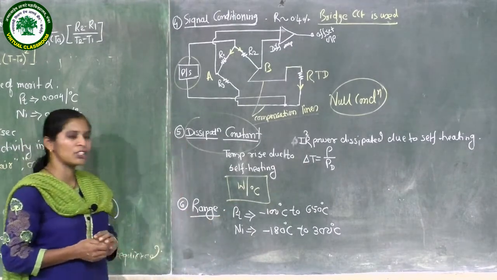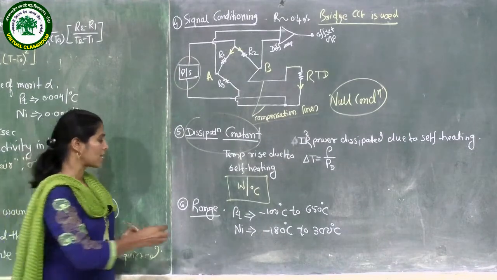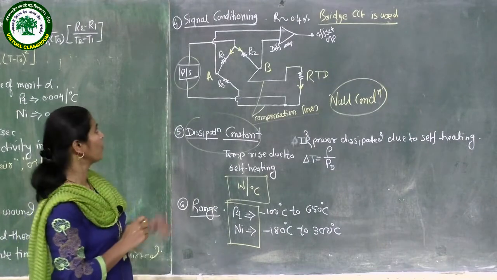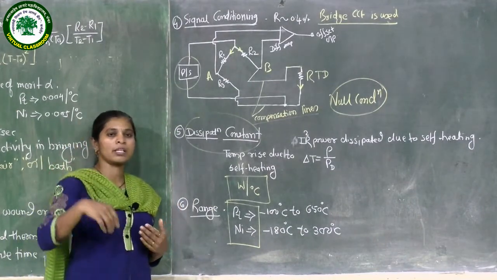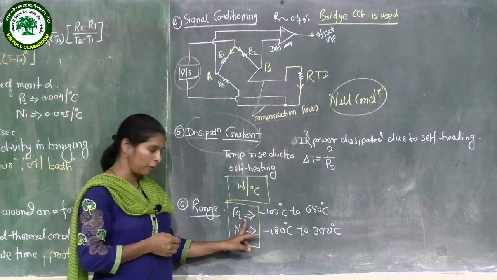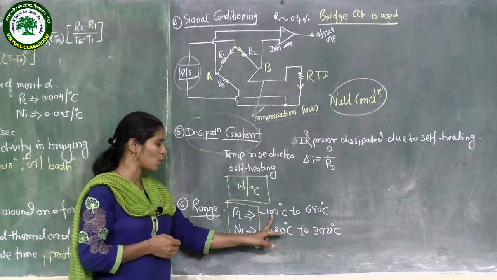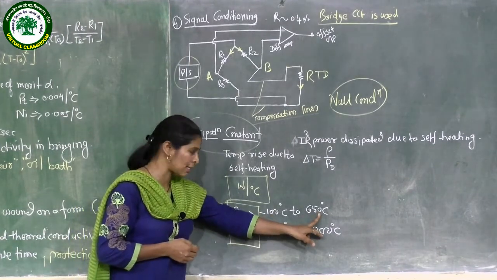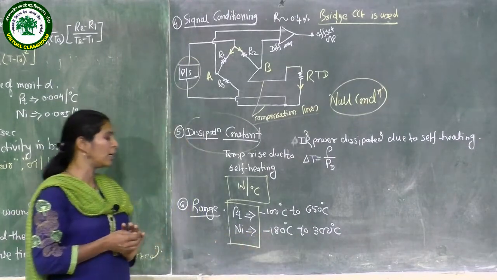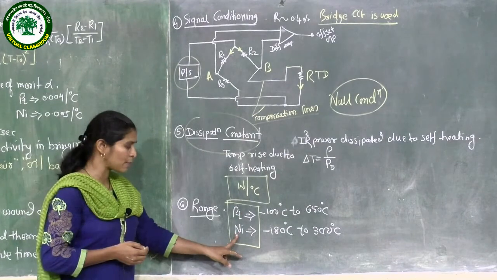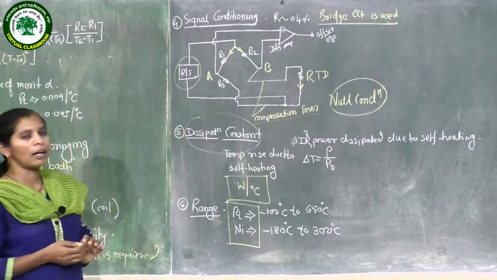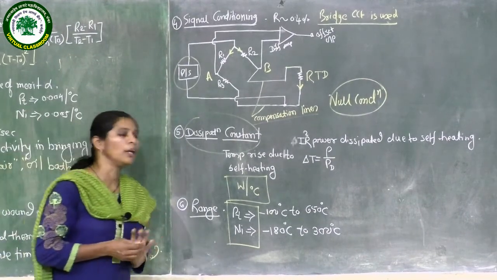And regarding the range, as I told you, nickel and platinum are preferred because in those cases the variation of resistance with respect to temperature is more linear and repeatable. As a result, we have mentioned that for platinum the range is from minus 100 degrees Celsius to 650 degrees Celsius, and for nickel it is minus 180 degrees Celsius to 300 degrees Celsius. We have mentioned nickel as well as platinum because we are using them as an RTD for measurement of unknown temperature.